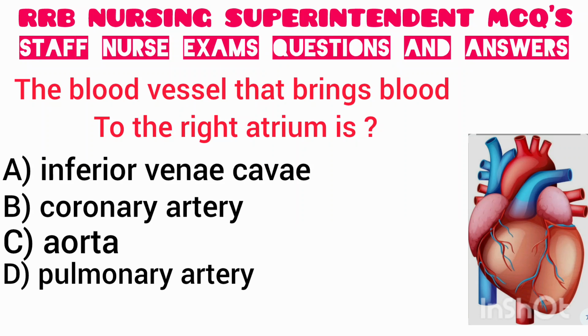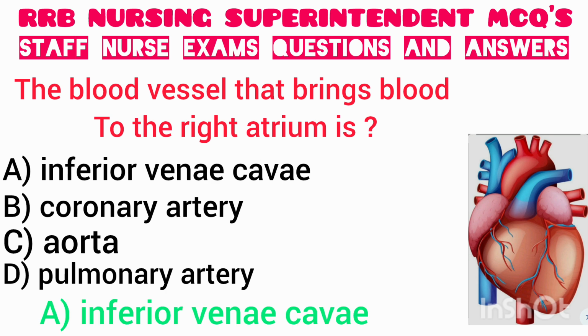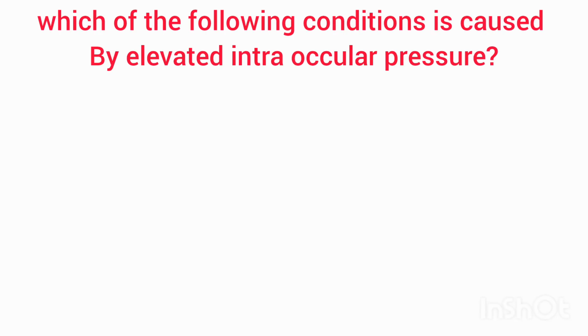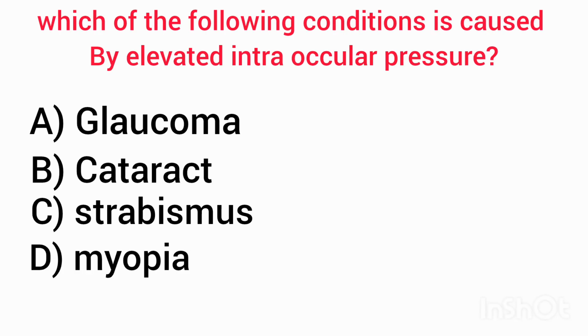The blood vessel that brings blood to the right atrium is: inferior vena cava, coronary artery, aorta, pulmonary artery. Answer: inferior vena cava. Next question. Which of the following conditions is caused by elevated intraocular pressure? Glaucoma, cataract, strabismus, myopia. Answer: glaucoma.